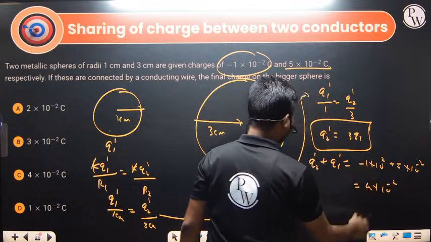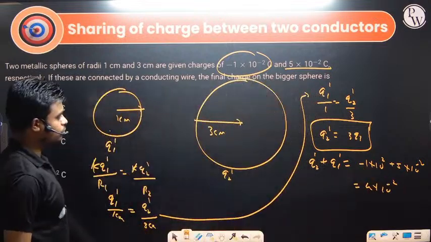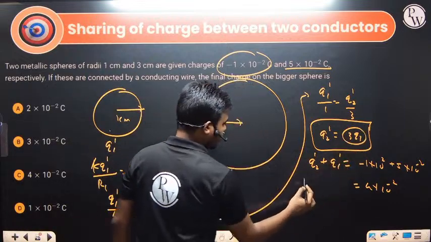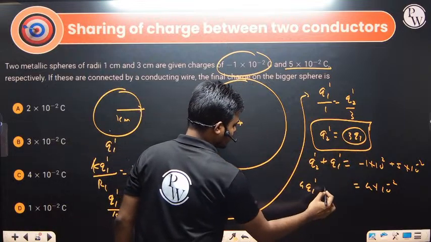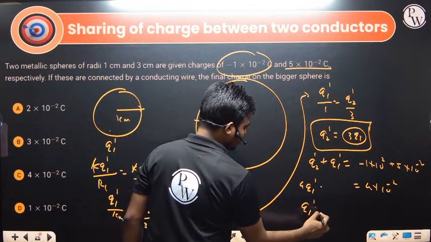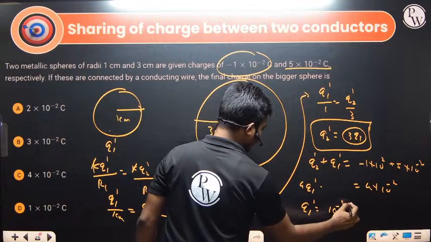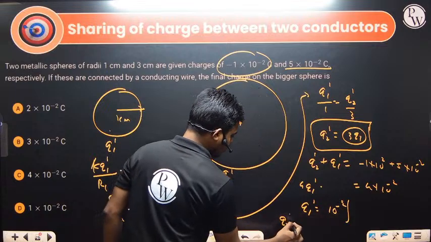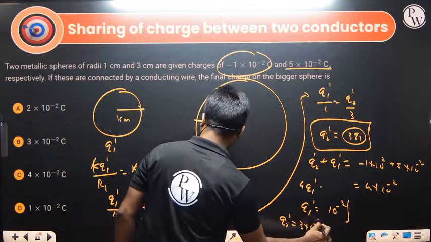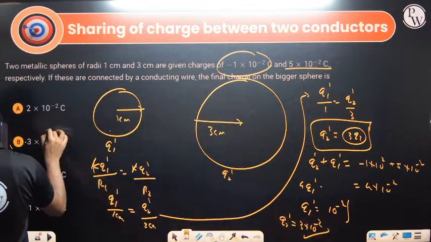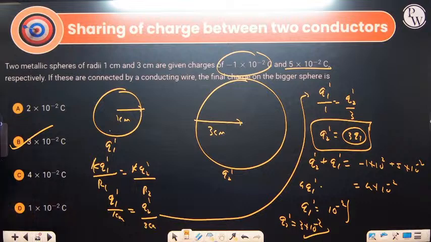Solving these equations, the first one is 3 times the second, so I'll write 4 Q1 dash equals this. So Q1 dash is equal to 10 to the power minus 2. And Q2 dash we get 3 times 10 to the power minus 2. So what is it asking? The charge on the bigger sphere, that is option B, 3 times 10 to the power minus 2.